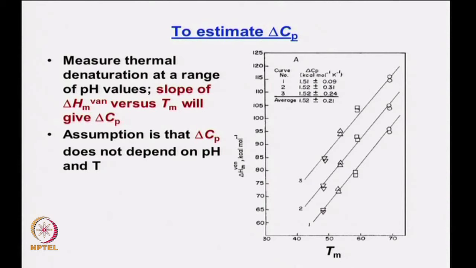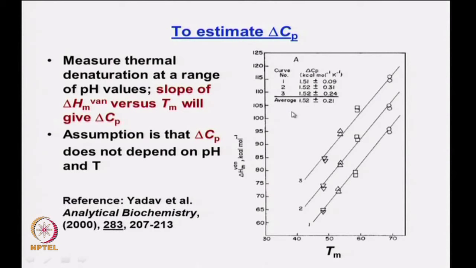If you look at these three different curves, this is a certain pH, this is another pH, this is another pH, and you can see the delta Cp values available. They have even given you 1.51 with the corresponding standard deviation. So, they are very close to each other. This is an experiment which has been very carefully done, and the average values are very close, so your average delta Cp is 1.52. If you really want to be thorough with your research, this is one of the best ways of getting your delta Cp.